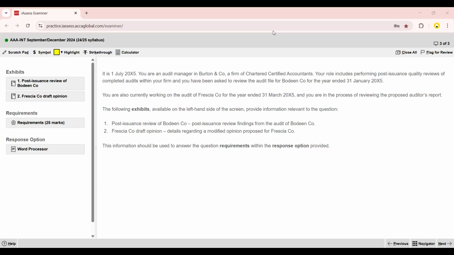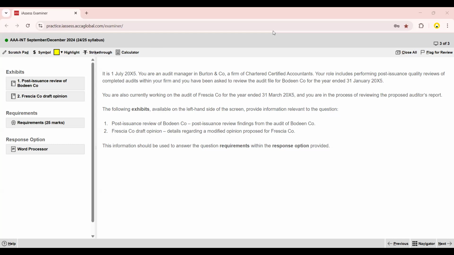So this is September-December 24 question number 3, Bodeen Company. In this question, there are 3 parts. Part A is about the challenges of using data analytics. Part B is about quality, ethical, and professional issues. And part C is about critically appraising the audit report. Let's read the overview, then we will read the requirements and then the exhibits.